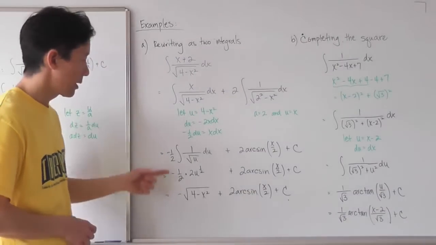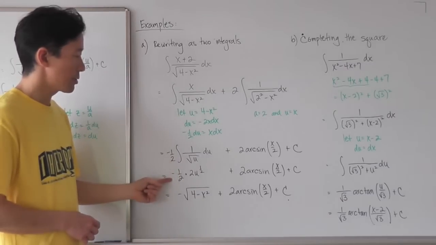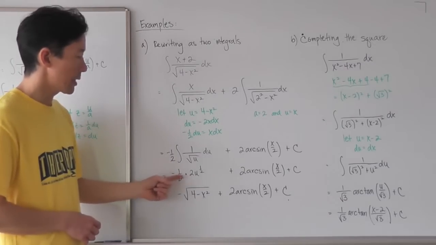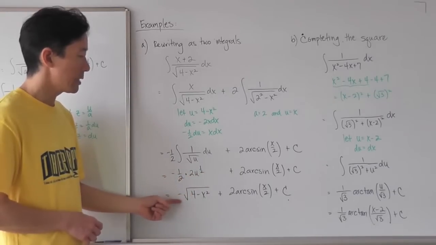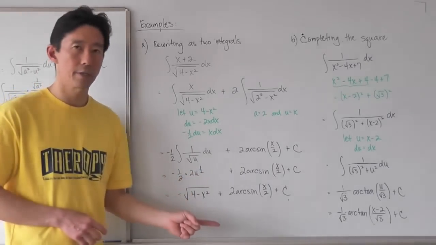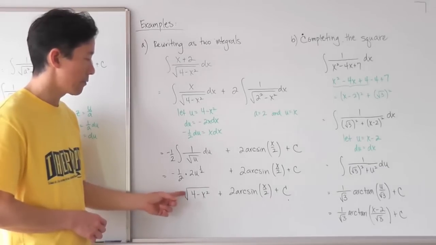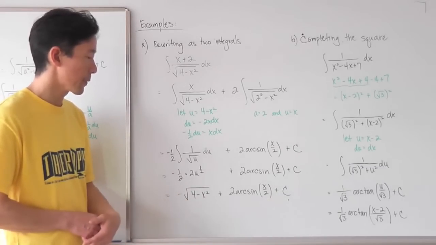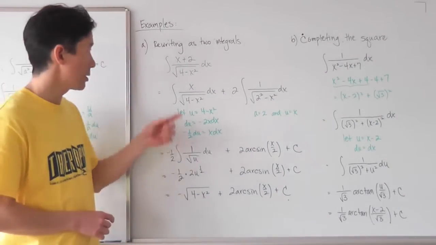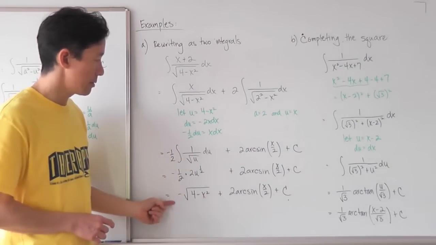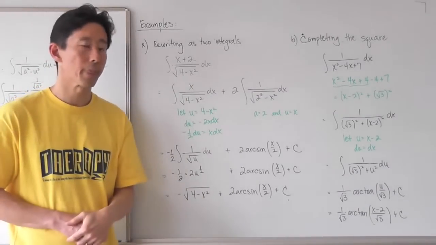Now we just need to do a little bit more on this left-hand integral to make sure that we can actually integrate. So I got negative 1/2 times 2u to the 1/2. And again, I need to resubstitute so that everything is in terms of the original variables. And so I got negative the square root of 4 minus x squared plus 2 arcsine of x over 2 plus c. So that is the result of this particular integral.